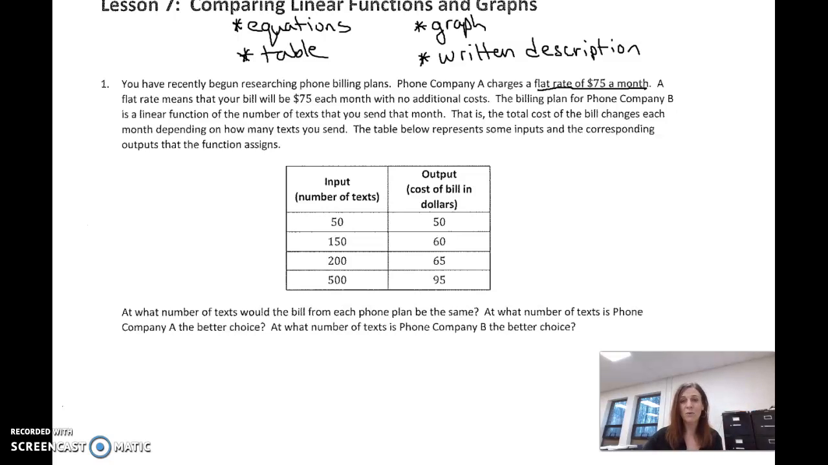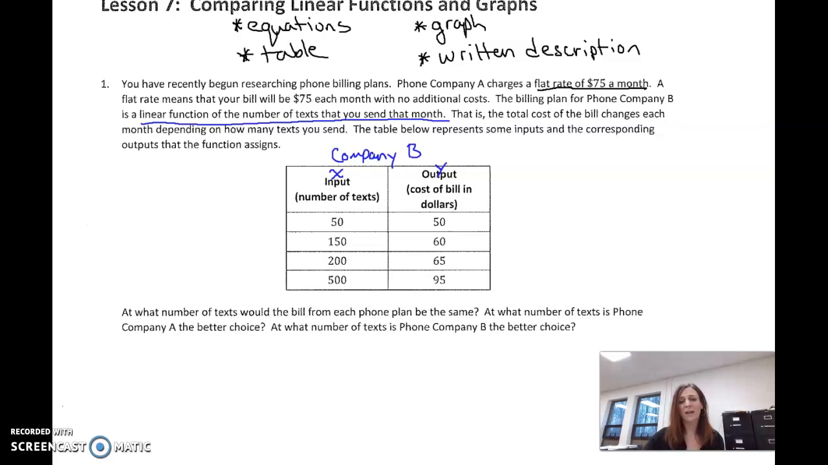But the billing plan for company B is a linear function of the number of texts that you send each month, okay? So we know it's a linear function, and it's going to be based on how many texts you send. So the total bill is going to change depending on how many texts you send. So this represents company B here. Company B, if you send 50 texts, it's going to cost you $50. If you send 150 texts, it's going to cost you $60. Remember, these are our input values and our output values. So these are X values and Y values.